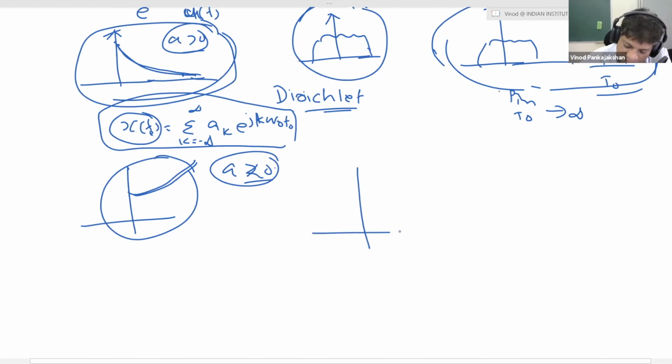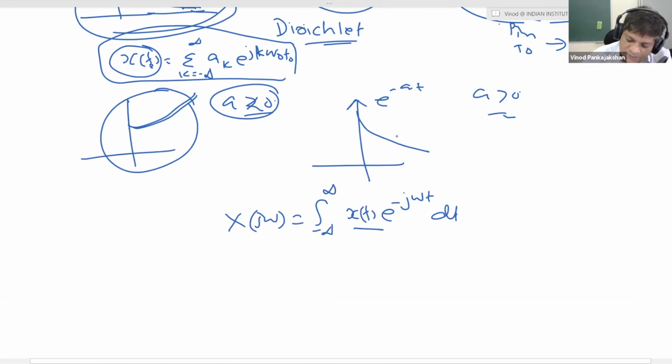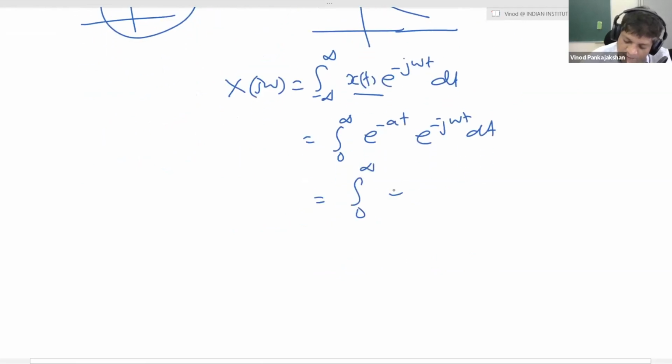So let us consider this signal e^(-at), assuming that a is greater than 0. Can you tell me what is the Fourier transform of this signal? X(jω), this is the definition: integral from minus infinity to infinity of x(t) e^(-jωt) dt. Now if you substitute x(t) with this, you will get the integral from 0 to infinity of e^(-at) e^(-jωt) dt. If you simplify this, we will get the integral of e^(-(a+jω)t) dt. And if you do this integral, you will get 1 upon a plus jω.